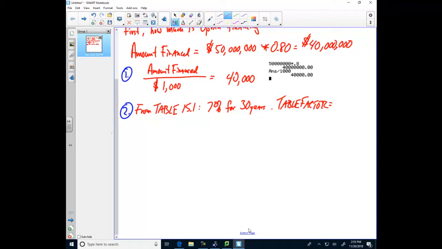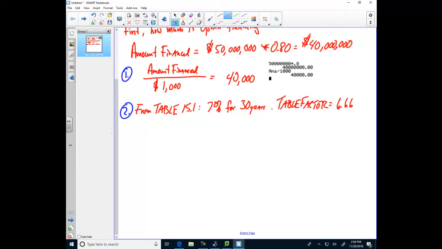So, on page 376, the leftmost column is the term in years. Now, this is one of the differences between this chapter and the previous chapter. Previous chapter, we were looking for a number of months, typically out to 6 or 7 years. With mortgages, they're much longer term. So your left-hand column there is term in years. So 30, and then we go across to 7% and get our table factor, and what is that? 6.66. Okay.